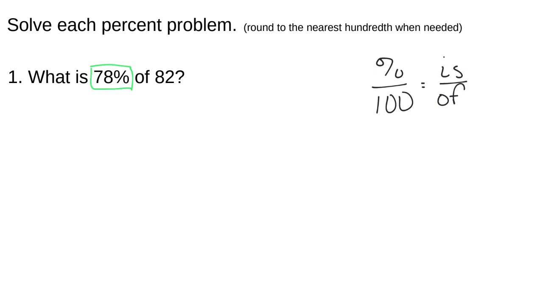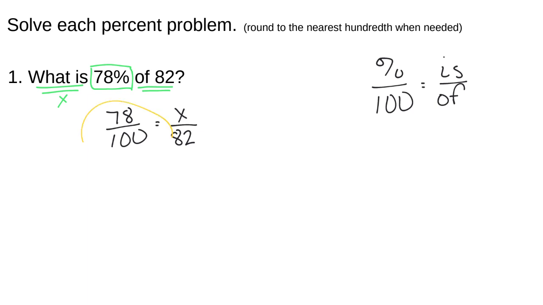78 is a percent, so it's going to go in the percent spot. Other things that I can see are this "of 82" and "what is." That tells me the "of" is going to be 82, and the "is" is what we are looking for. So we're going to put an X in the "is" spot. So let's rewrite the proportion with our numbers where they go. 78 is the percent, so percent over 100. "Is," that's what we're looking for, and the "of" is 82.